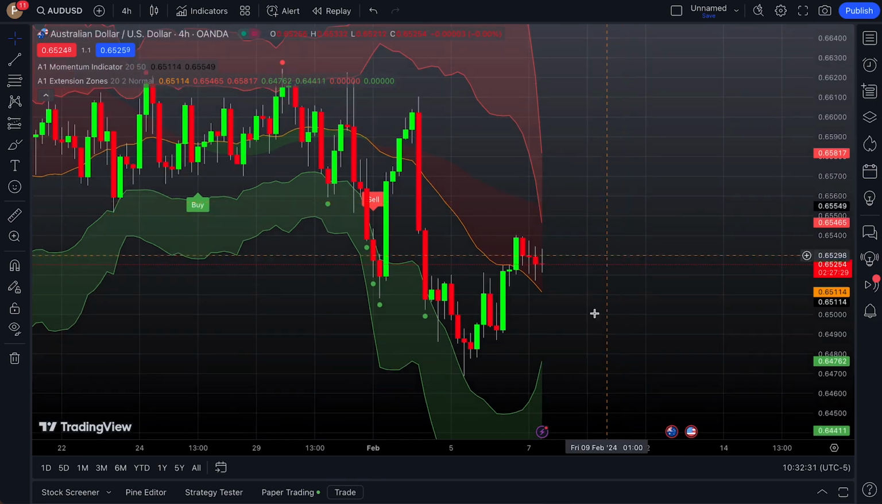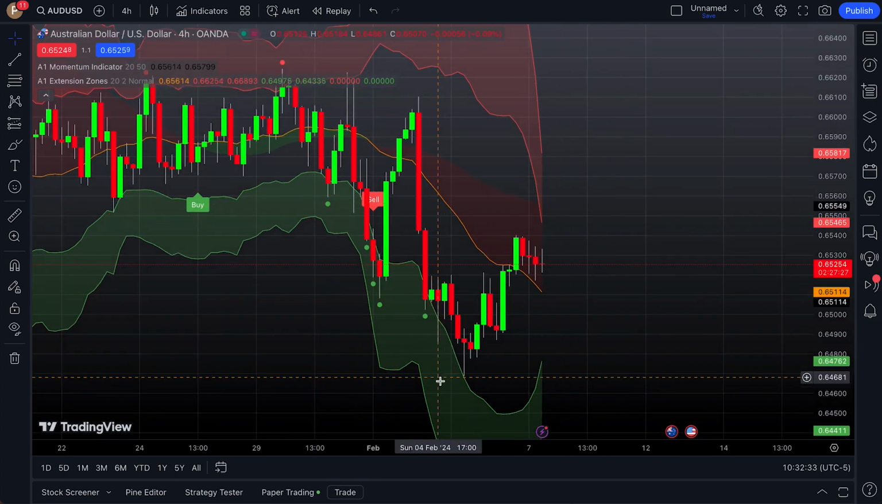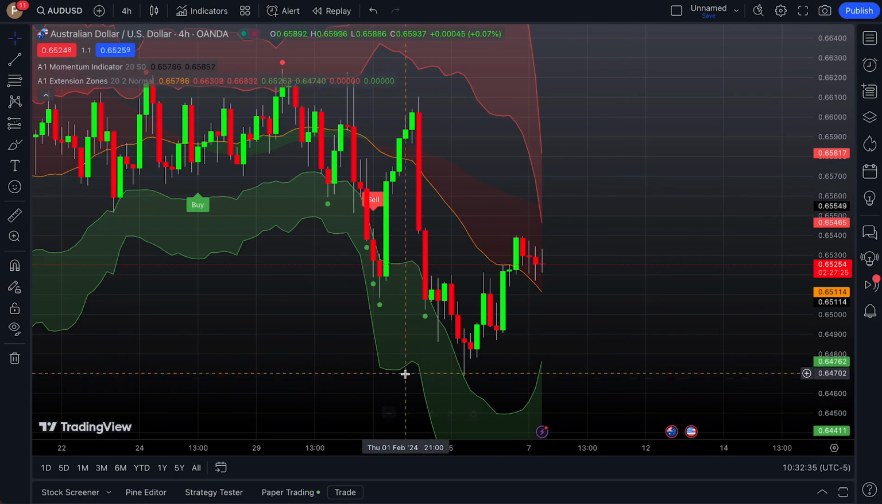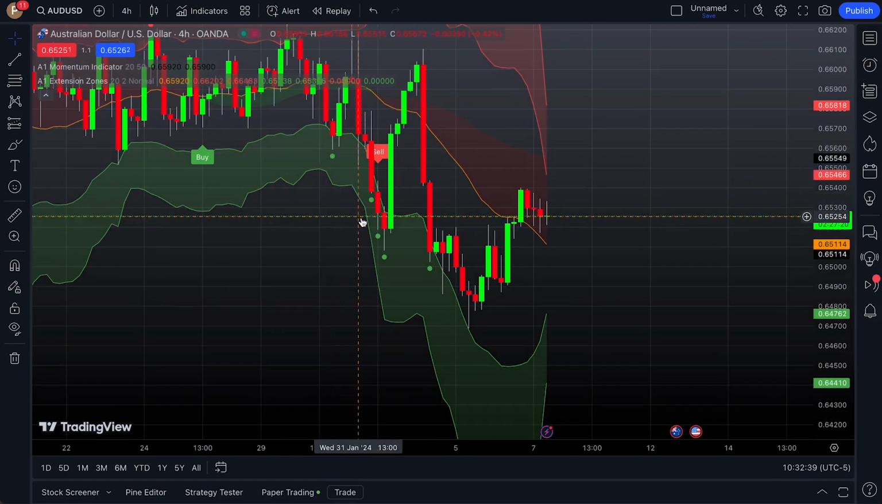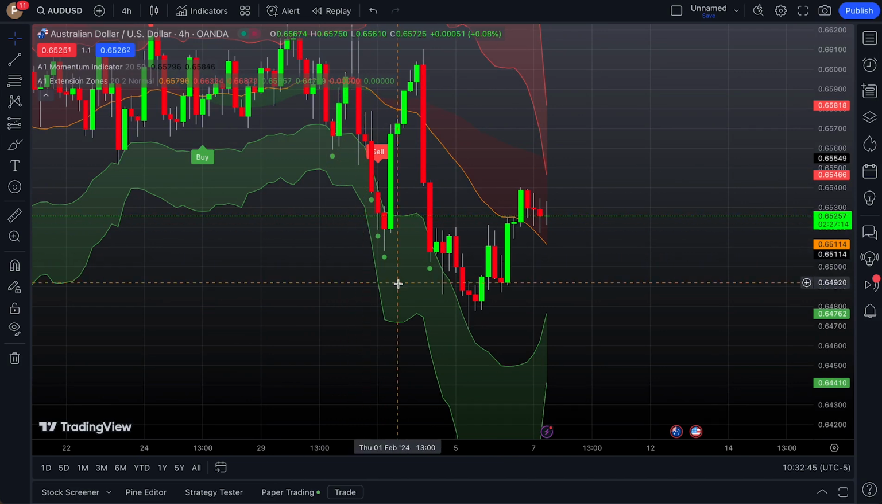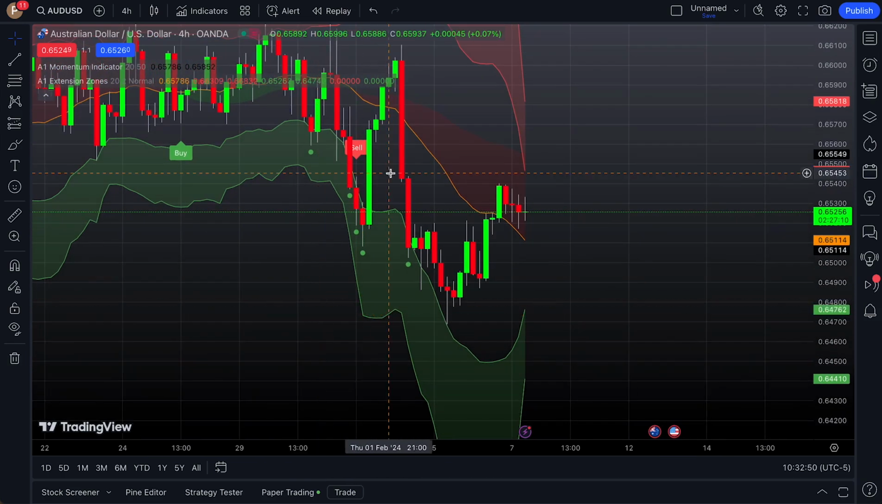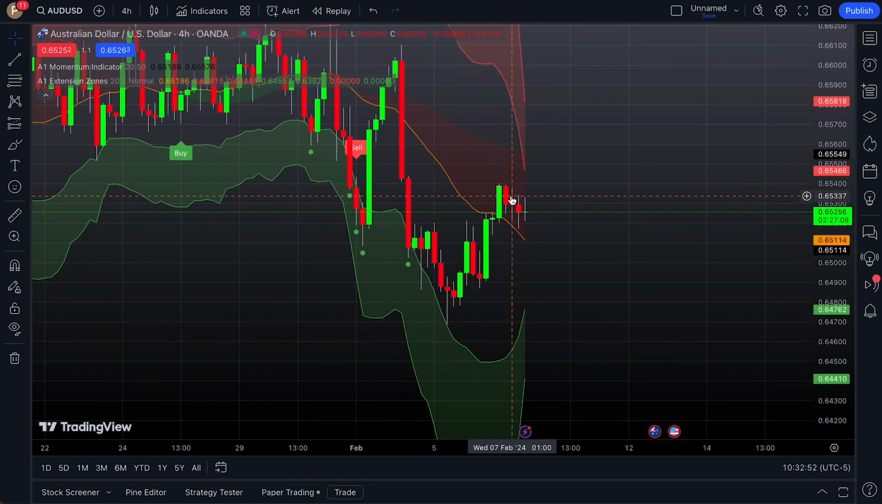That pullback makes sense too, because when we're looking at it using these TradingView indicators that we have available on our website, a1trading.com, we can see that price was closing into this very oversold range right here. These green dots mean that price is being oversold at an extreme level and that it's due for a pullback. And that's kind of what we're seeing right here anyway.